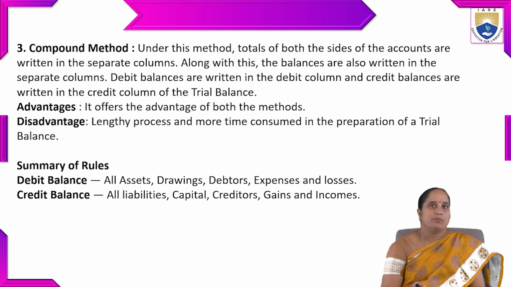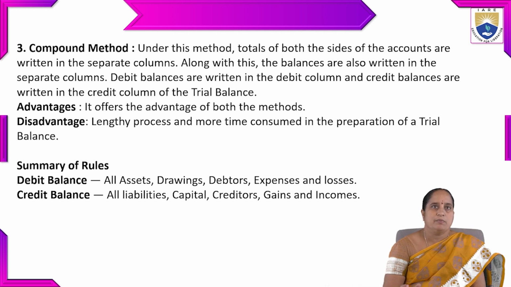And the third one is the compound method. Under this method, totals of both the sides of accounts are written in separate columns. Along with this, the balances are also written in separate columns. So debit balances are written in the debit column, and credit balances are written in the credit column of the trial balance.